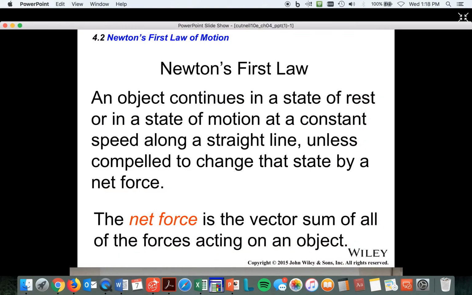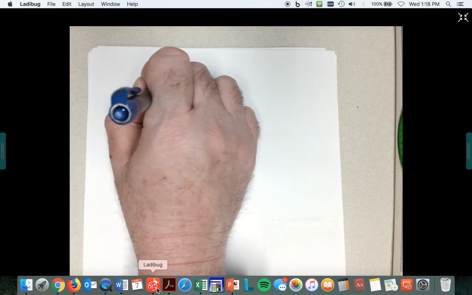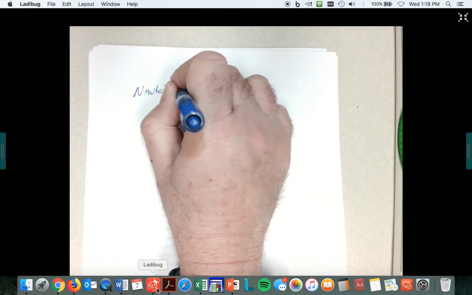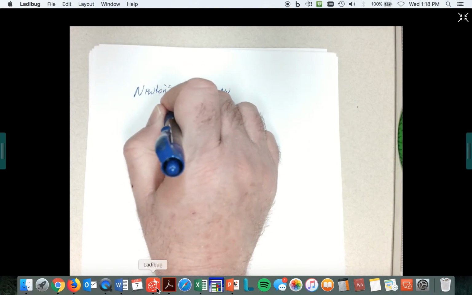So the net force is the vector sum of all the forces acting on an object. Unless something is acted upon by a force, now what we're talking about is in an inertial reference frame, and we're going to use our classroom as an inertial reference frame. This is what we're talking about: Newton's first law, the law of inertia.